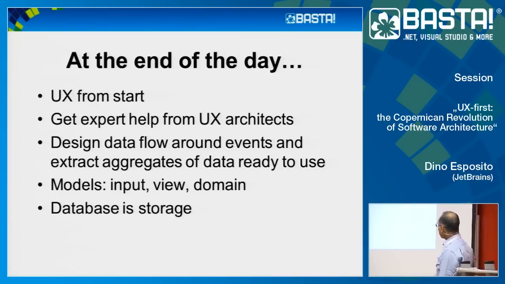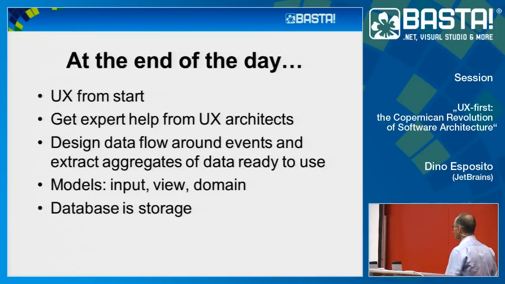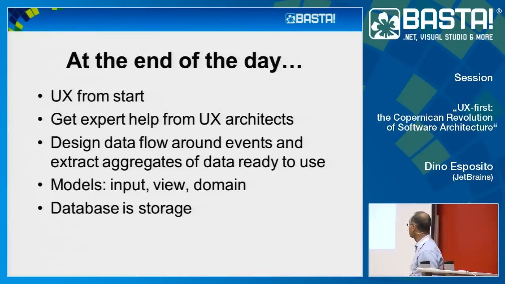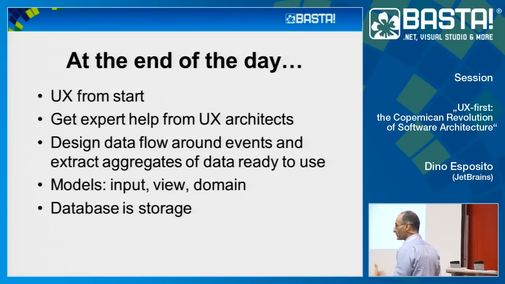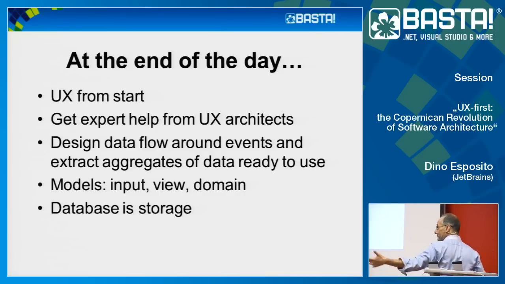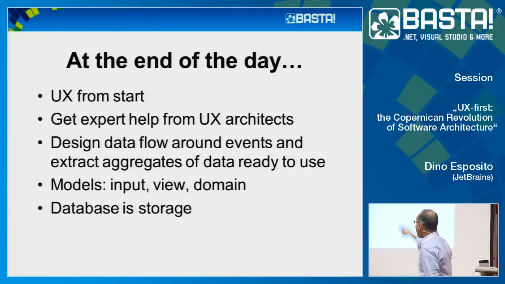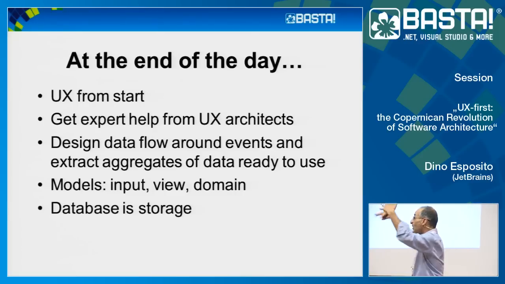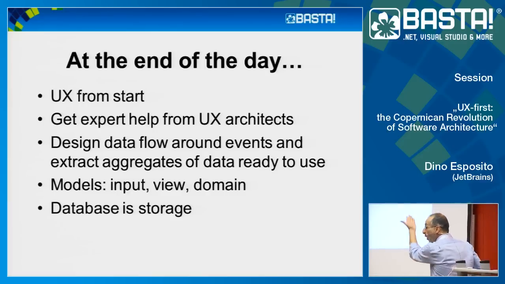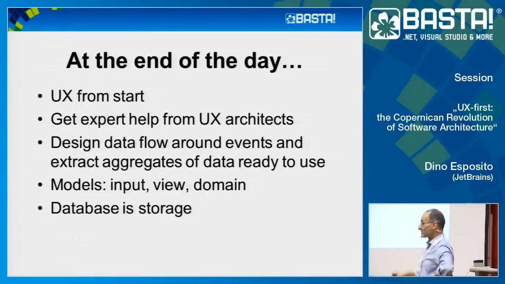At the end of the day: UX from the start, get expert help from UX architects, design data flow around events, and then from events, if that is critical for the responsiveness of your UI, create aggregates of data ready to use, cache data on the way, and you can still have the events recorded, maybe in a relational database. But on the way back, if the architecture of the info in the UI is so complex that it has graphics, complex graphs, hierarchical stuff, why not use NoSQL to save a hierarchy ready to be displayed in the UI?